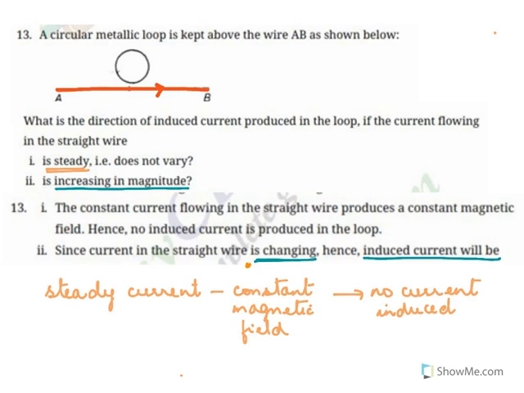But if the current in AB keeps on increasing, now there will be a changing magnetic field, an increasing magnetic field. Increasing magnetic field means there will be a current induced in the loop.